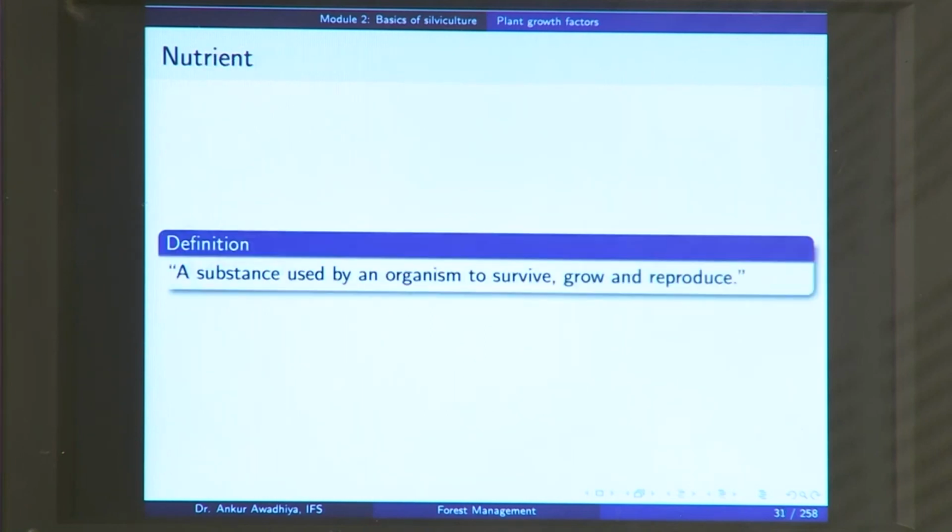Now, how do we define a nutrient? A nutrient is a substance that is used by an organism to survive, grow and reproduce. So, a nutrient is a substance, it can be a chemical element, it can be a molecule, but it is a substance that is used by the organism. In our particular case, we are talking about plants. So, it is a substance that is used by plants for what? To survive, to remain alive, to grow, to increase their biomass and also to reproduce.